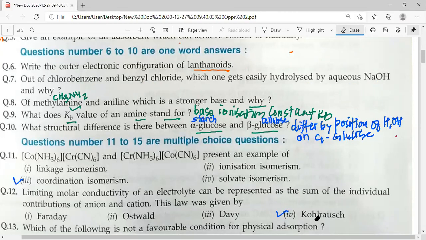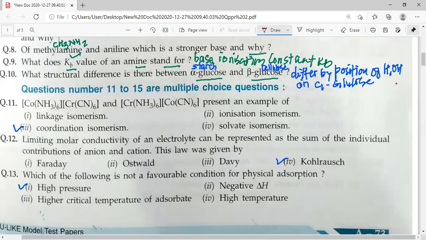Okay. Let me read it for you. Let me read the question number 8 for you. Of methylamine and aniline, which is stronger base and why?